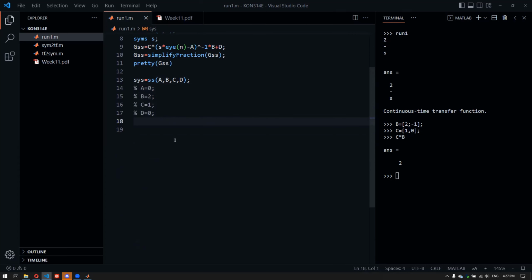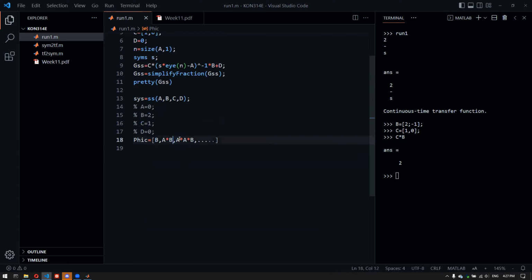So the controllability matrix phi c is something that is used to see if we can basically assign poles as we wish. So it goes on like this. You create a matrix of B and then A times B and then A squared times B until you reach basically n columns here. Since n is 2 in our case, we just have 2 columns here. And this is going to be the controllability matrix here.